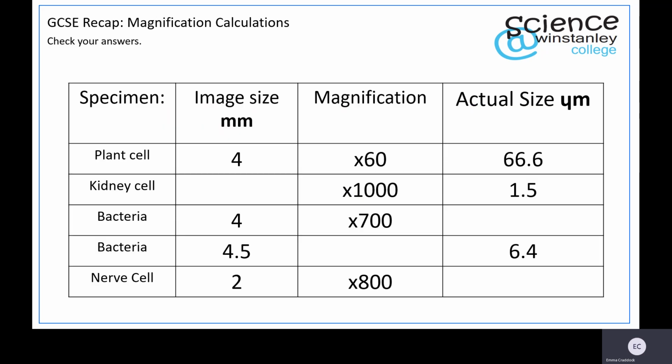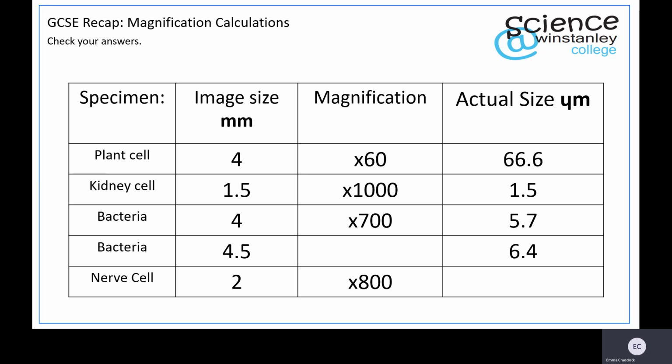So, the answer to the first one, the plant cell: you should have worked this out by doing 4 times 1,000 to convert it into micrometers. So 4,000, and then divide that by the actual size, which is 66.6. 4,000 divided by 66.6 gives you a magnification of times 60. For the kidney cell, you should have done 1.5, which is your actual size, times 1,000 to get the image size. So you would have got 1,500. However, as your image size is in millimeters, you need to divide by 1,000 to get 1.5 millimeters.